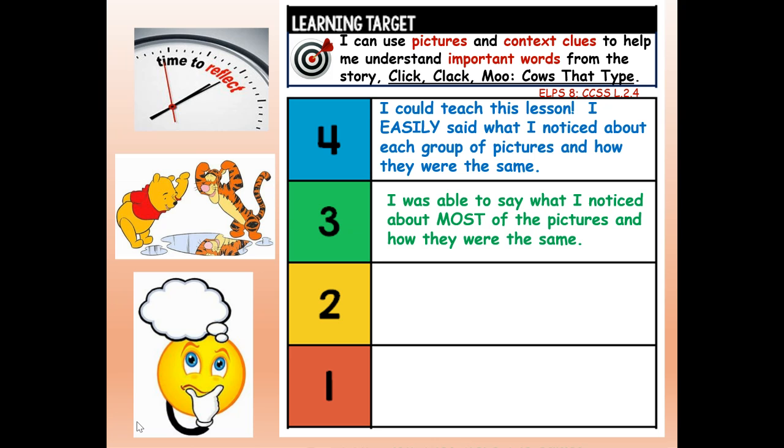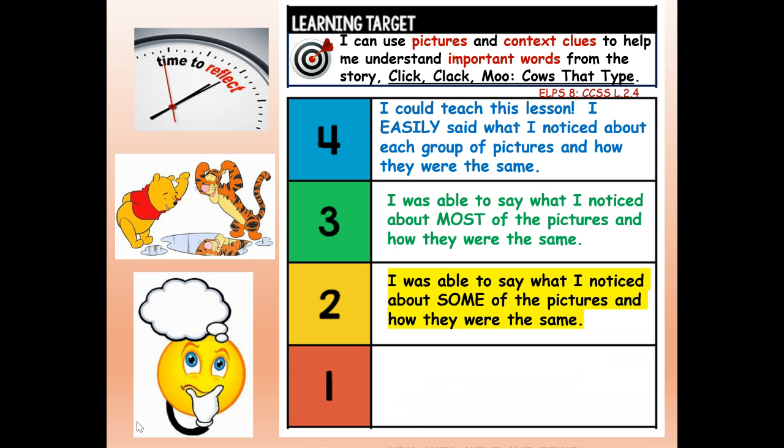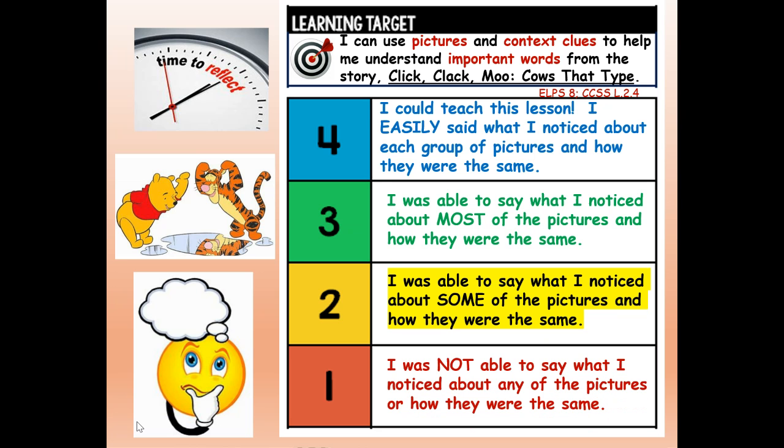Would you give yourself a 3? I was able to say what I noticed about most of the pictures and how they were the same. Or would you give yourself a 2? I was able to say what I noticed about some of the pictures and how they were the same. Or would you give yourself a 1? I was not able to say what I noticed about any of the pictures or how they were the same. How do you think you did in reaching our learning target? Would you give yourself a 4, a 3, a 2, or a 1? Write it on your paper.